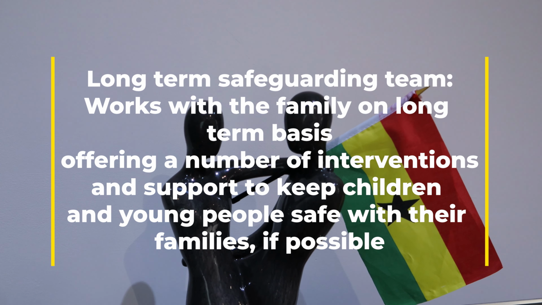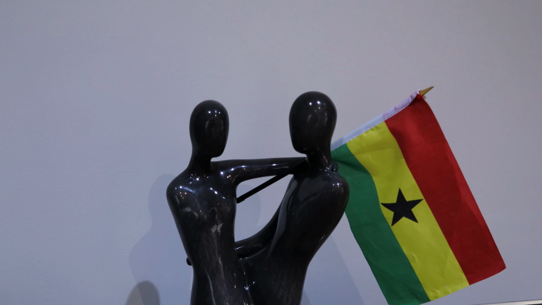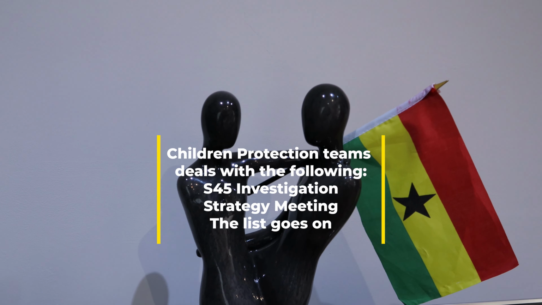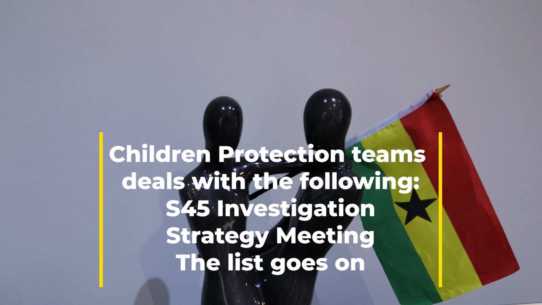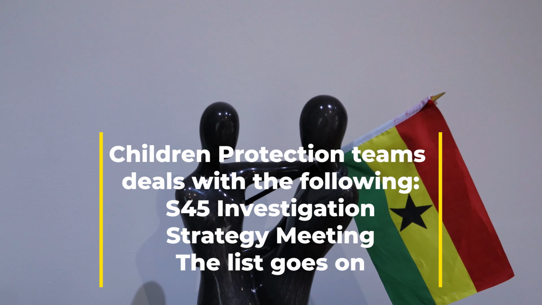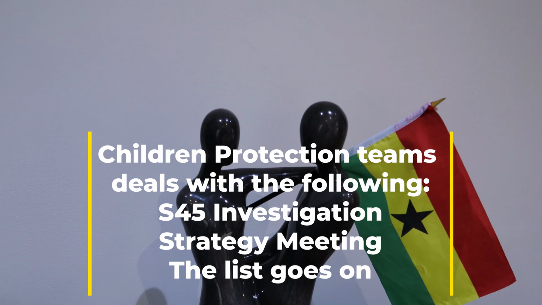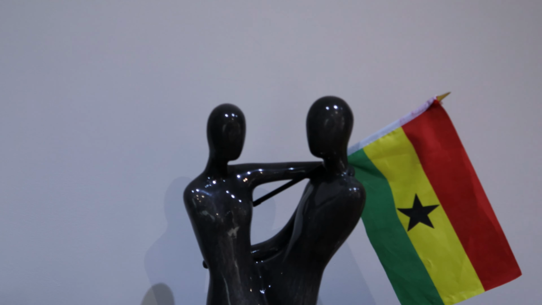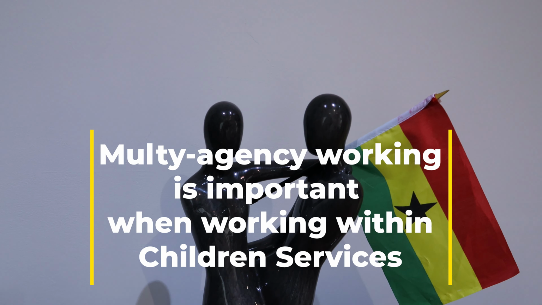When you are working within the child protection team or the safeguarding team, whether the first response team or the long-term child protection team, you will be dealing with perhaps a Section 47 investigation, which is joint working with the police, education, and health. You can also be involved in strategy meetings, which are also with the police and other professionals. Don't forget that social work will work with other professionals. It's a multi-agency approach.